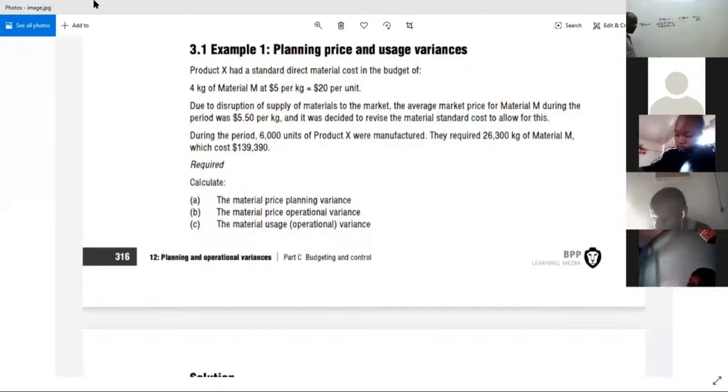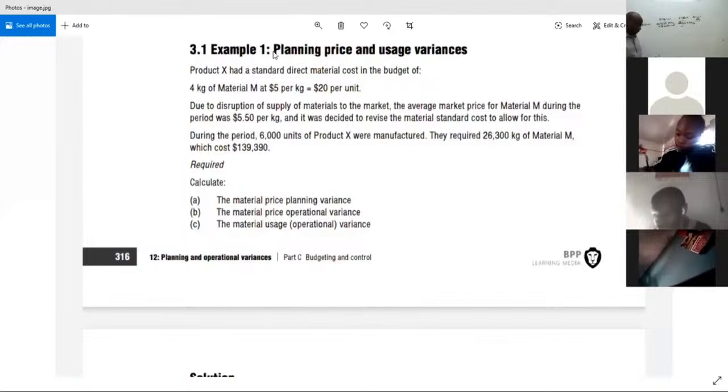And then something happened in between here. There was some disruption. We are told, due to the disruptions of supply of materials to the market, the average market price for material M during the period was 5.5. They are not talking about quantity. The quantity to be consumed still will remain the same, but now the price here will be $5.5 per kg.